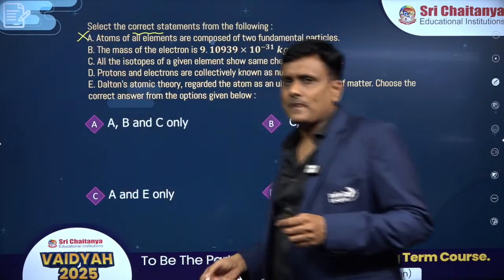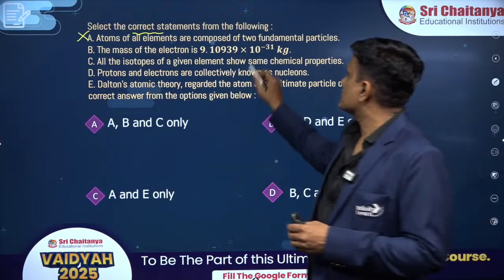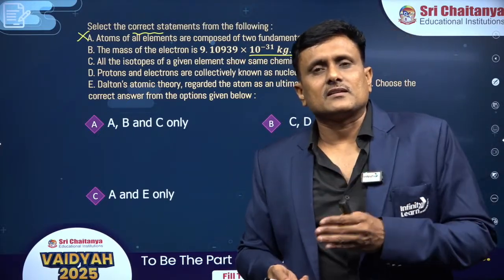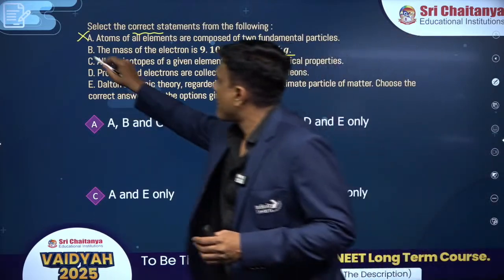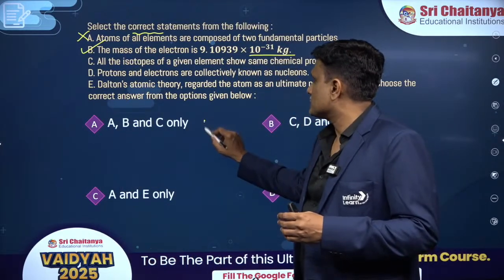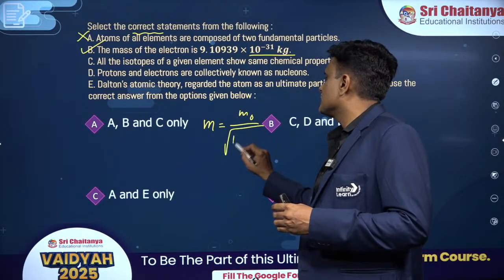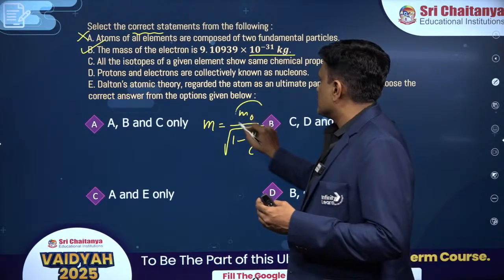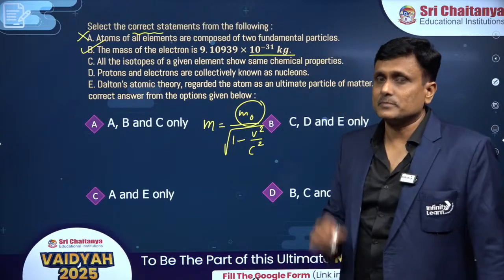hence this is not a correct statement. Next, the mass of the electron is 9.1 into 10 to the power minus 31 kilogram. We have been studying this; the regular mass of an electron is this much, so this is a correct statement. Whereas if you have to find the mass of the electron at some other velocity, you will be using a different formula. But since the rest mass is being mentioned, we consider this a correct statement. So B is correct.